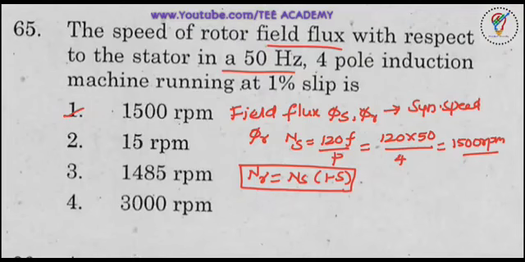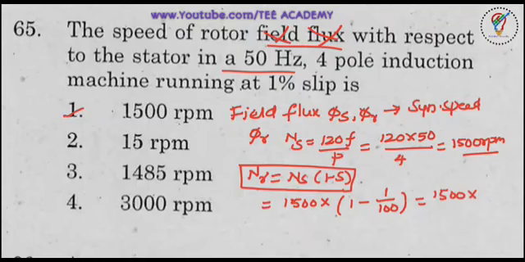Suppose instead of asking about the flux, they ask only for the speed of the rotor, then take this formula. Ns, which we already found, is 1500, into (1 minus slip). Slip is 1%, which means 1 part of 100. If you solve this, we get 1500 into 99 divided by 100. You will get approximately 1485, and the speed is in RPM.